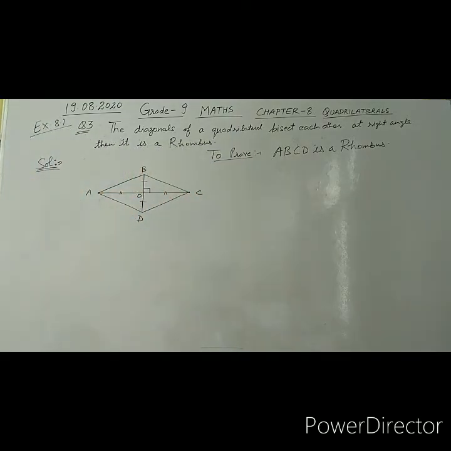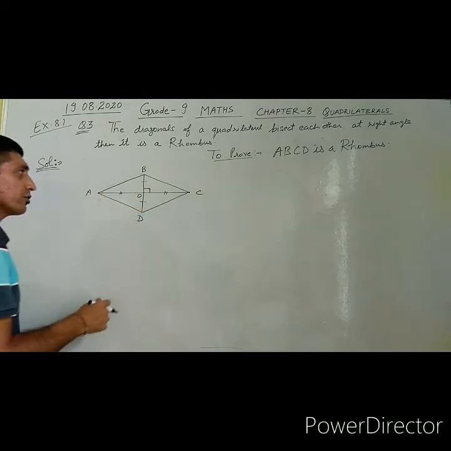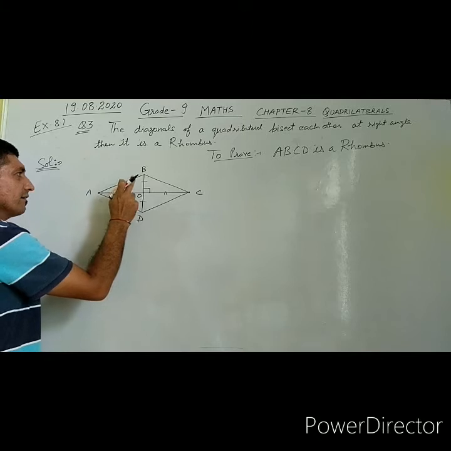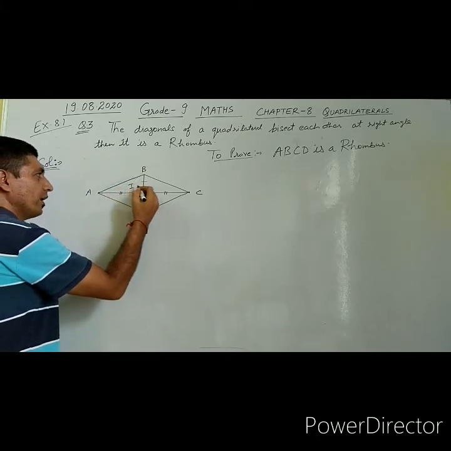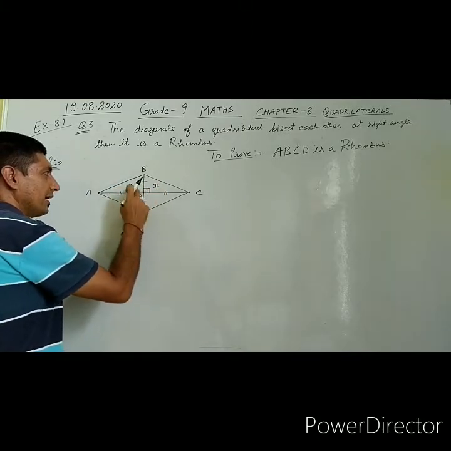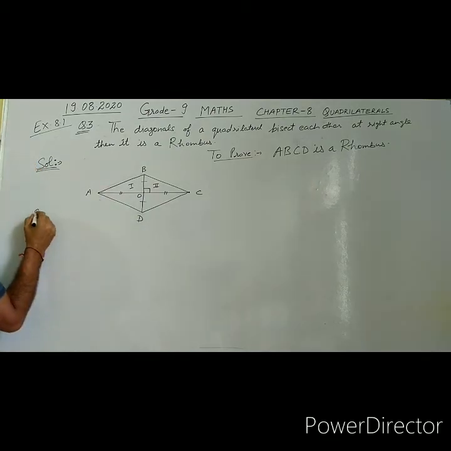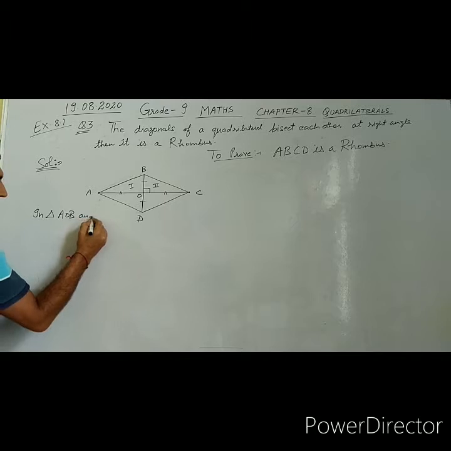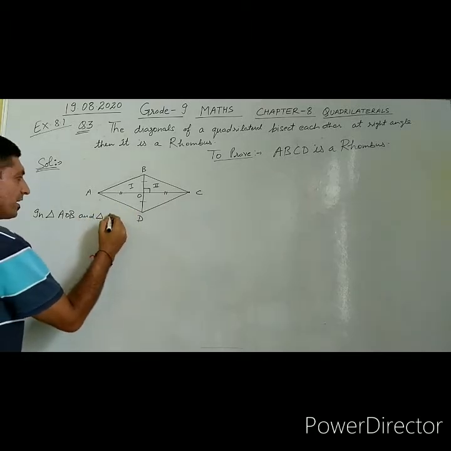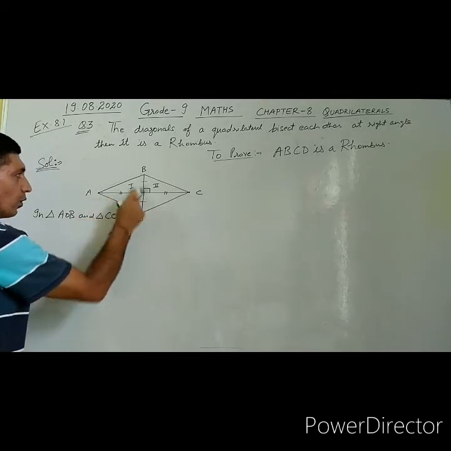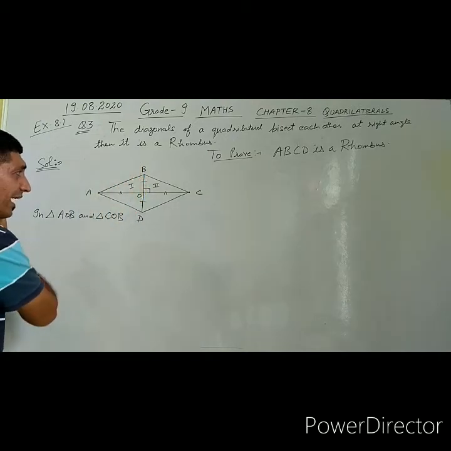ABCD is a rhombus, right? So here we can choose any two triangles. First, let this triangle be 1 and this triangle be 2. Triangle 1 is AOB and the other is triangle COB. AOB, COB. What do we have?